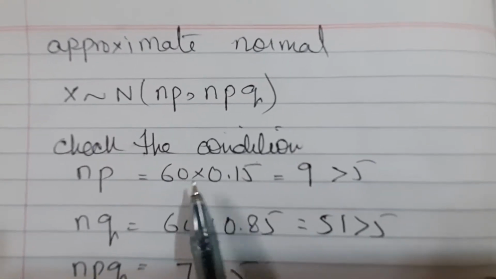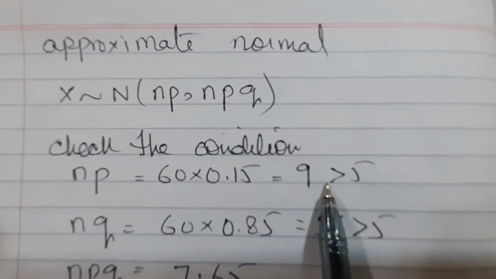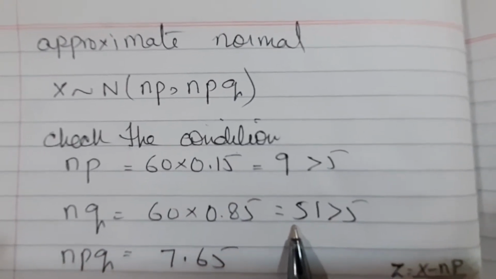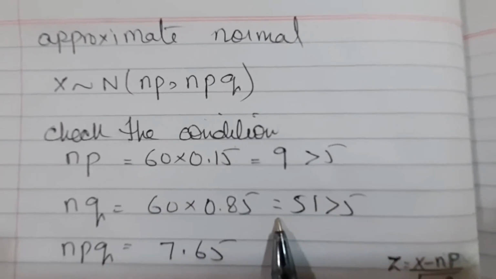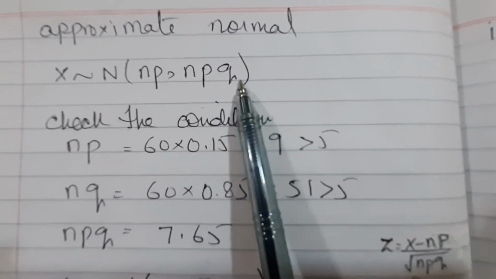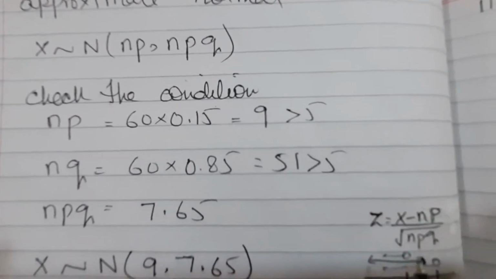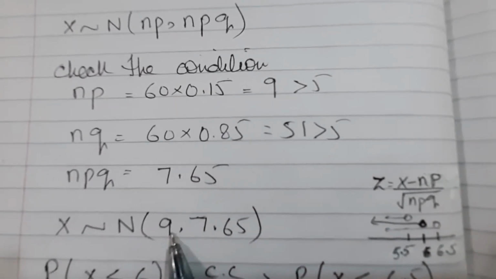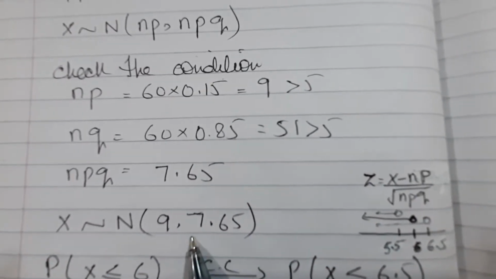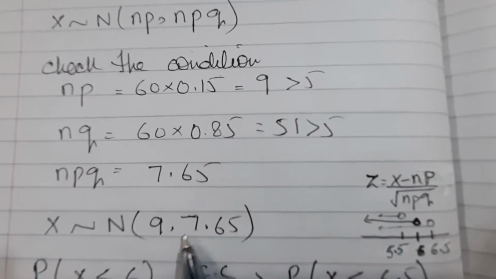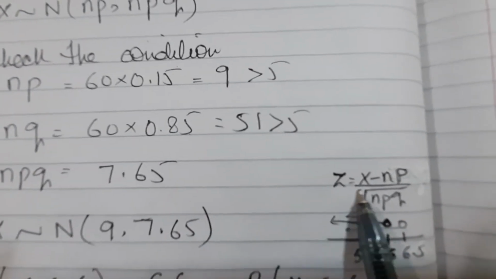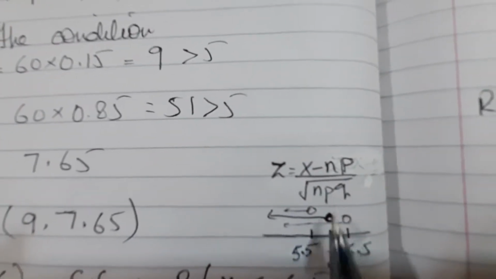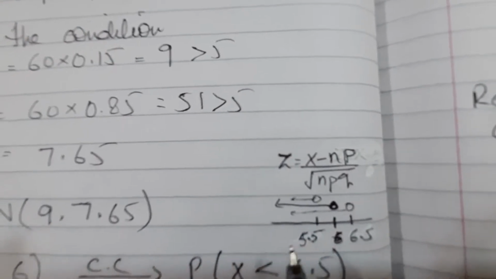So n was 60, p was 0.15. So the result is 9, and here it is 51. So both results are greater than 5, so we can use normal approximation. And npq is 7.65. So the values will be 9 and 7.65, mu and variance. This is all from S1 basically. It is last year's work if you remember. And the value of z will be x minus np divided by root npq, if you remember this. I'll just explain what I have written here in a while.